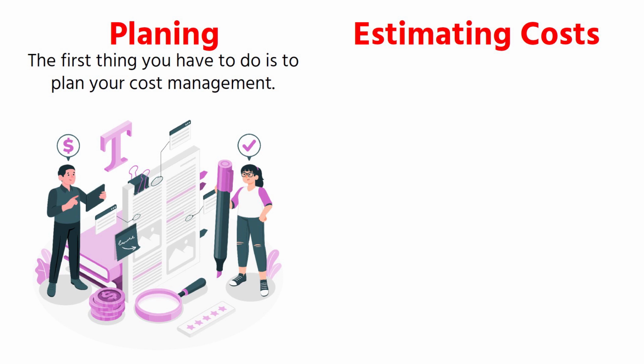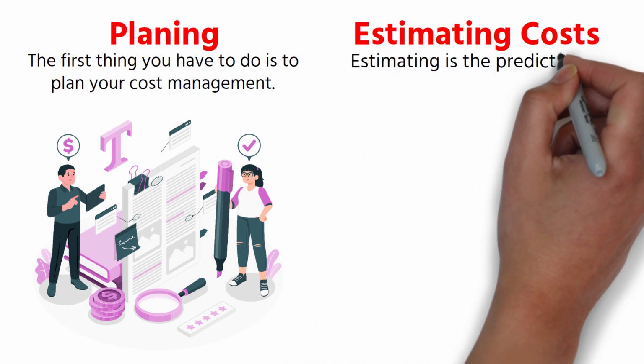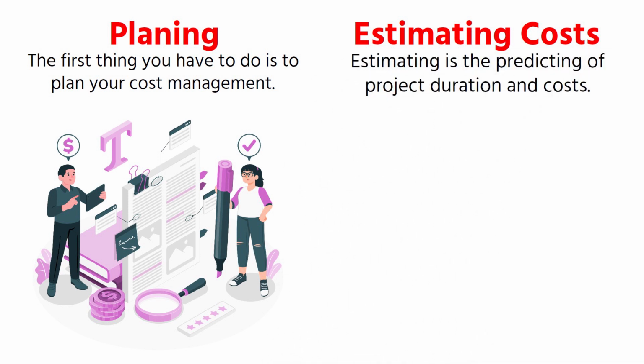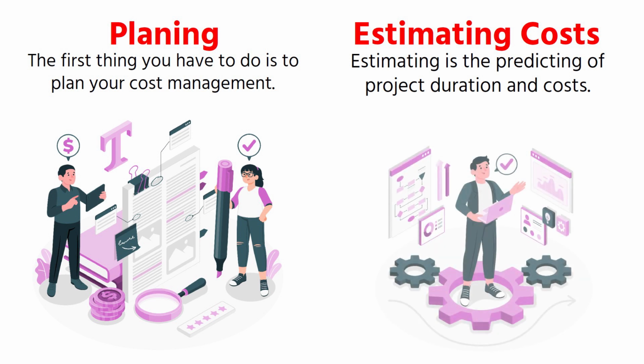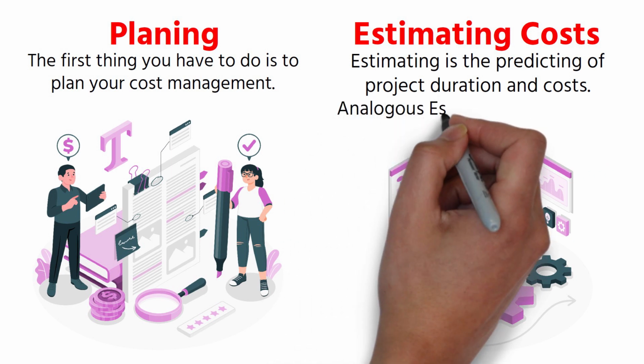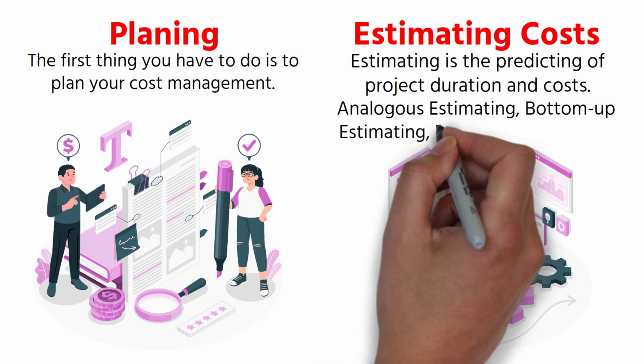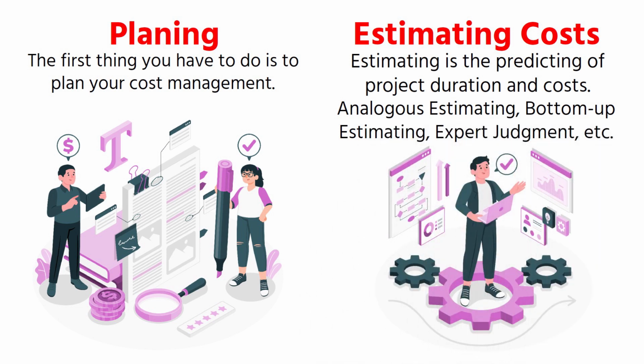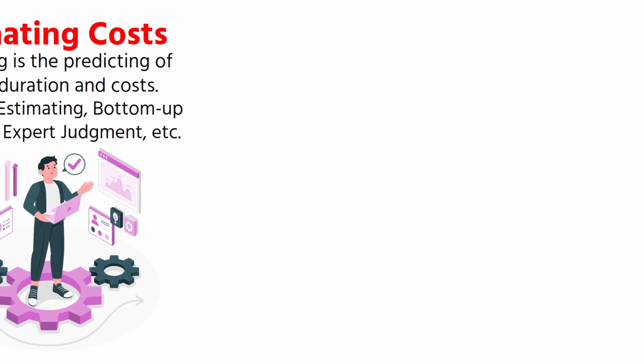Estimating costs. Estimating is the predicting of project duration and costs. Creating the WBS, work breakdown structure, establishes a foundation for estimating, which prevents you from making mistakes. There are some tools, such as analogous estimating, bottom-up estimating, expert judgment, etc., that can be used for cost estimation at this step.